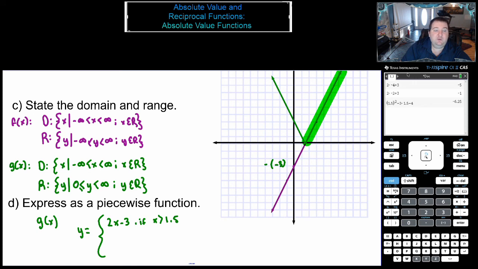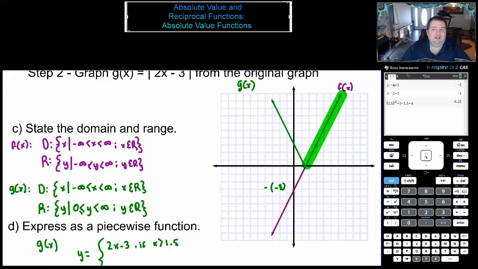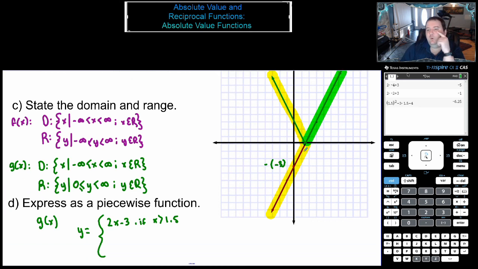Now, what happens when it's not? What happens when it's less than 1.5? Well, then we have two different sections. Do they look exactly alike? They do not. This and this do not look exactly alike. In fact, they look quite different from one another. And so what would we say in this case? Well, we would have to find a way to say that it looks like 2x minus 3 if all those negative values became positive.